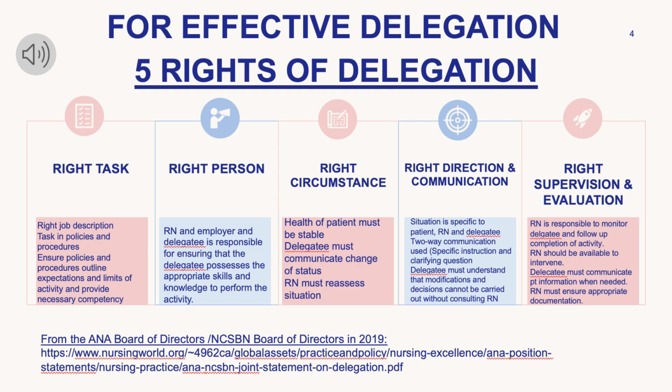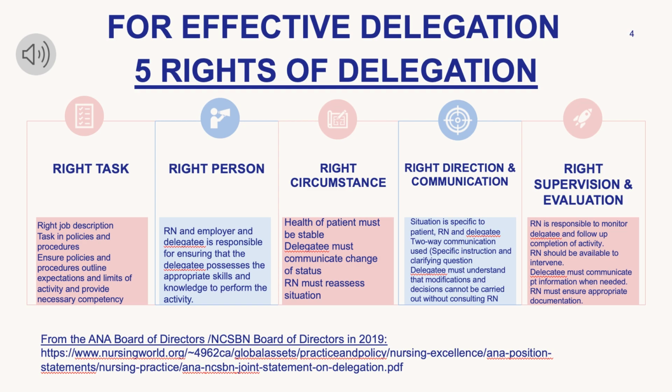The second right of delegation is the right circumstance. The RN must ask themselves if the patient is stable enough for this subordinate. Again, if you see a patient that is fluctuating in O2 levels, you're not going to delegate a task to an LVN. We need to try to delegate patients that are stable to our LVNs.